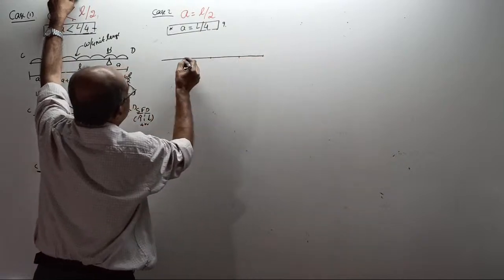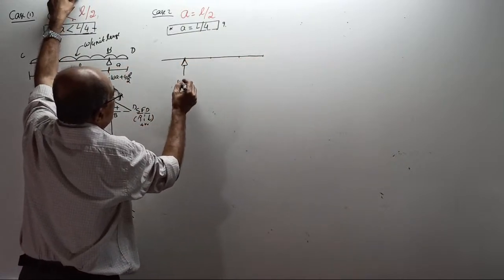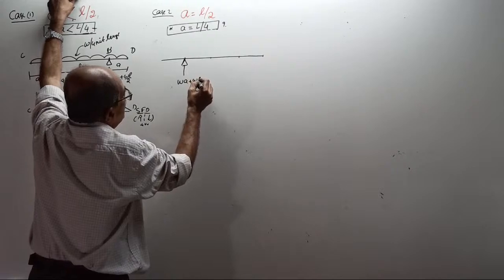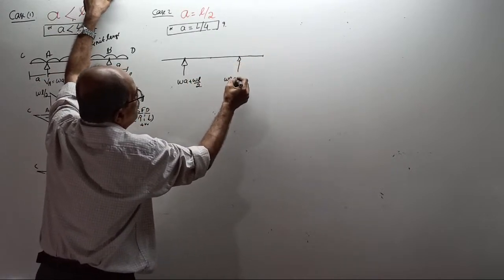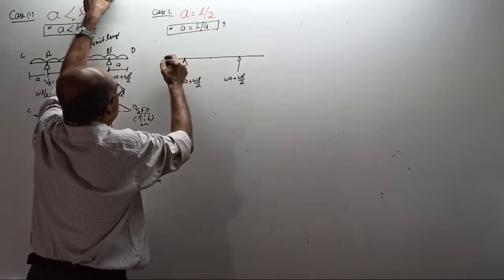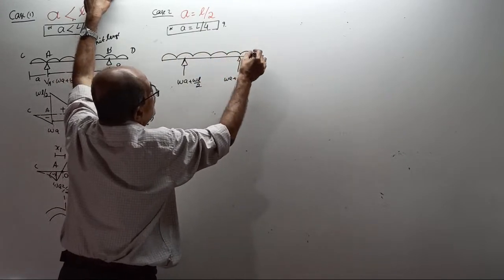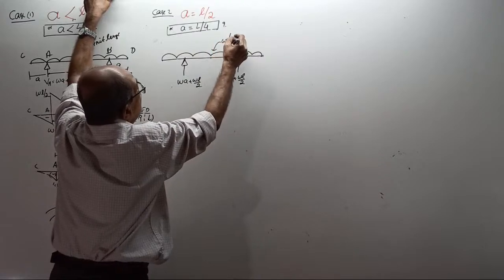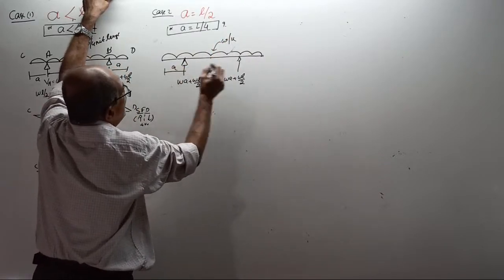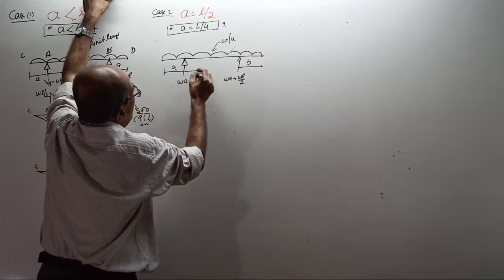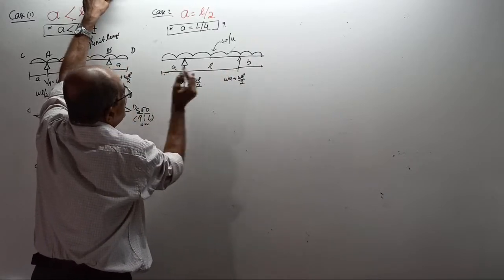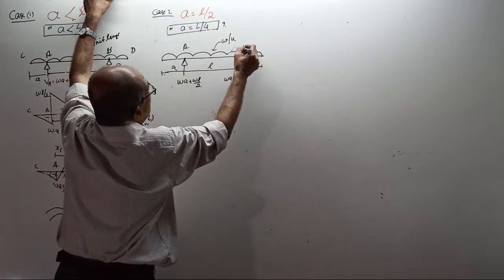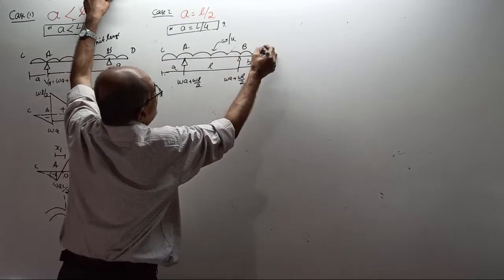This is a reaction, WA plus WL by 2. This is a reaction once again, WA plus WL by 2. UDL here, you write W per unit length. Overhang is A, overhang is B, span is L. This A and this L by 2 both are equal. This is A, this is B, this is C, this is D.